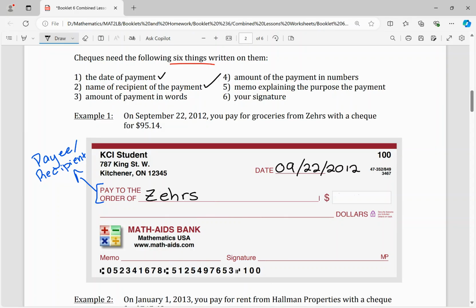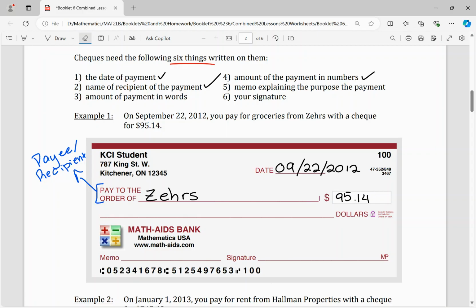Next, you need to write the amount of the payment. I'm going to skip to number 4, and then I'm going to backtrack to 3. So number 4 is the amount of the payment in numbers. That is $95.14. You're going to fill that in, not next to the dollars down here, but next to the dollar sign up here, okay? That's where you write the amount in numbers.